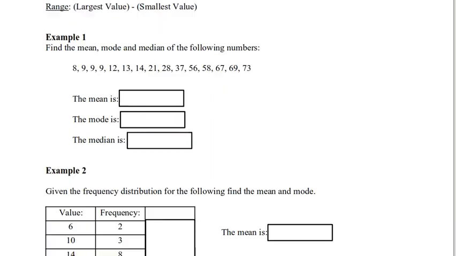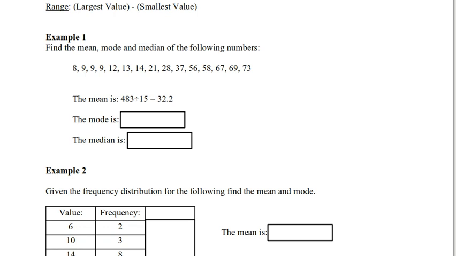So let's take a look at our first example. It asks us to find the mean, the mode, and the median for the following numbers. So the mean asks you to add them all up and then divide by their number. So when I added them up, I got 483. It counted 15. So when I divided by 15, I got 32.2. The mode is the value that occurs most often.